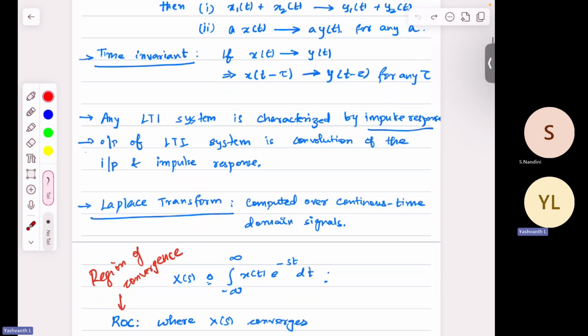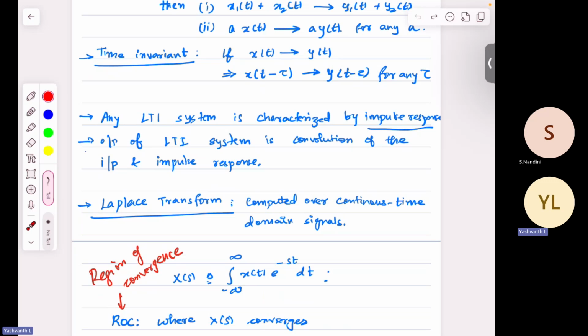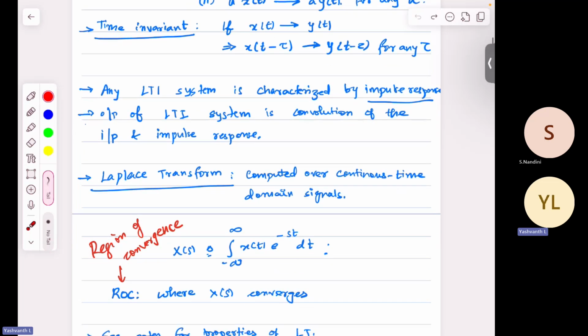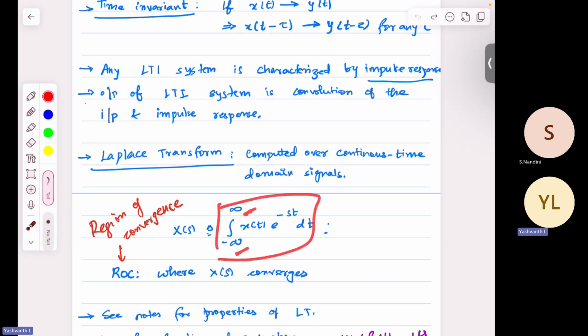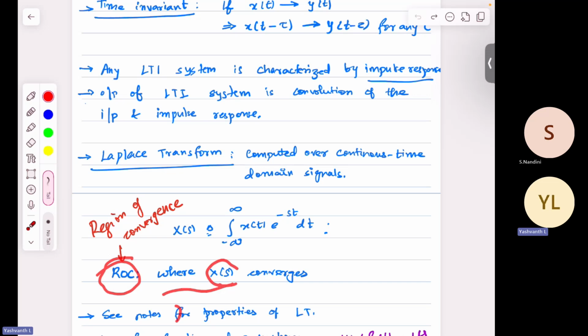Next, we jump on to transforms. The first transform that we studied in this course is called the Laplace transform. The Laplace transform is computed for a continuous time domain signal. How is it defined? It is defined as X of s equals the integral from minus infinity to plus infinity of x of t e power minus st dt. Essentially this is an integration over infinite limits, so it's possible that this integral might not converge. That brings us to the notion of the region of convergence, that is, wherever this integral X of s converges.